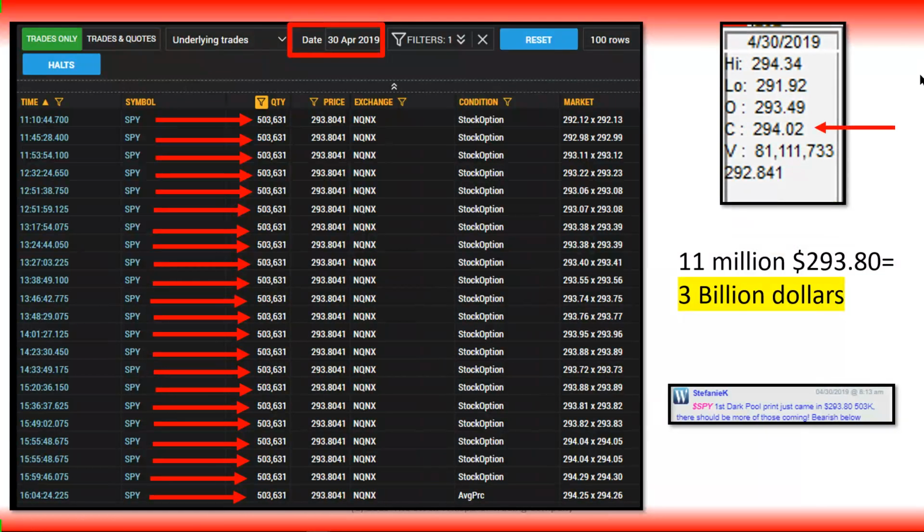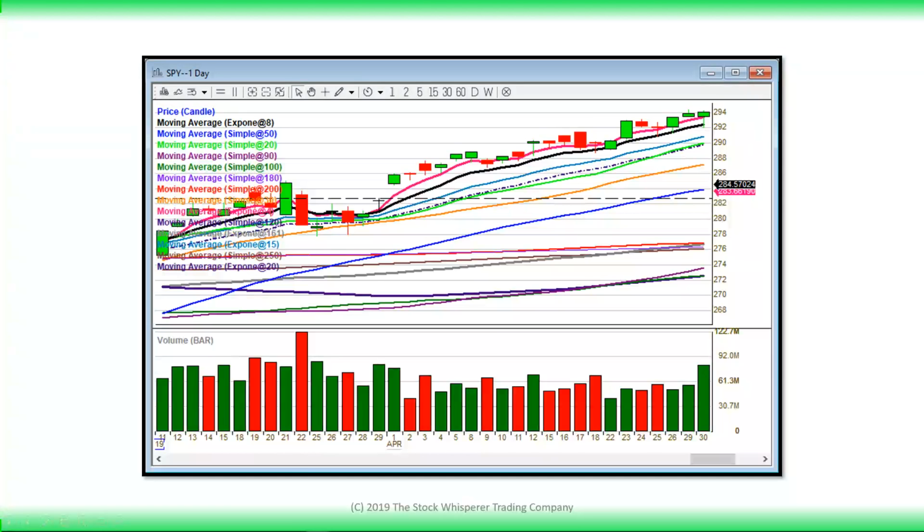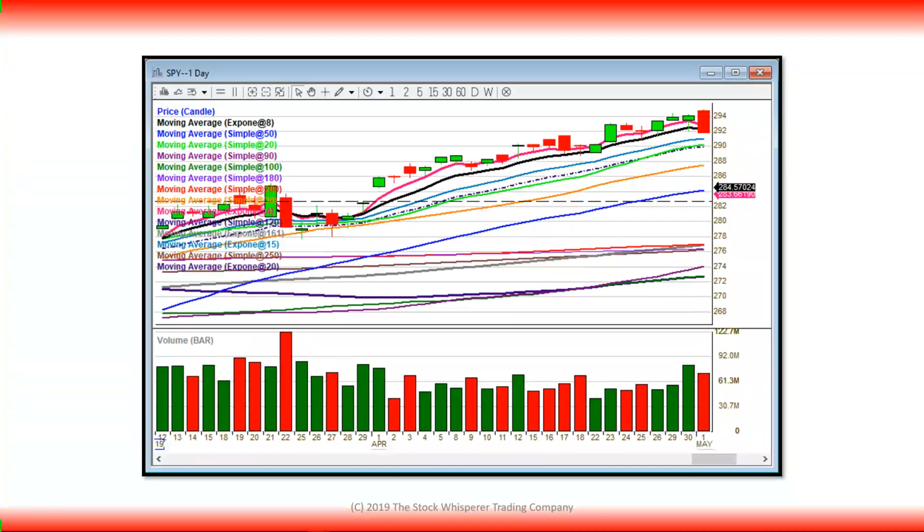Now, we did close above it, though. Splashed a little bit. So let me show you the SPY chart. Not time to go short yet, but we need to know something big is happening. The next day, look at that. The next day, bearish engulfing candle. That red candle engulfed the green candle before it. It was above it and below it, closed weak below the entire candle.